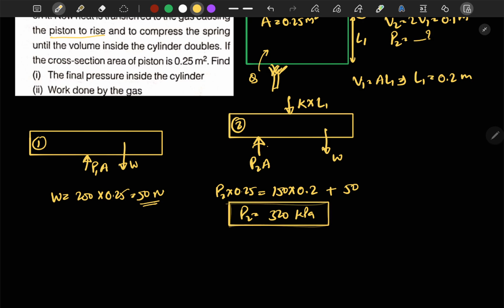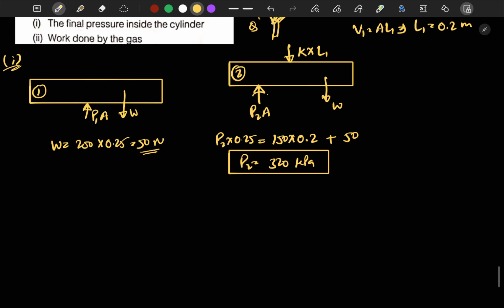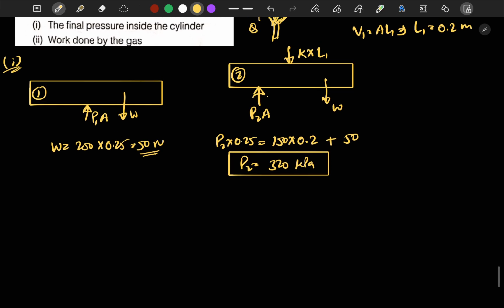So we solved our first part. The final pressure inside the cylinder is 320 kilopascal. Okay. Next, it is asked for the work done by the gas. So for part 2, we can find the work done by the gas.